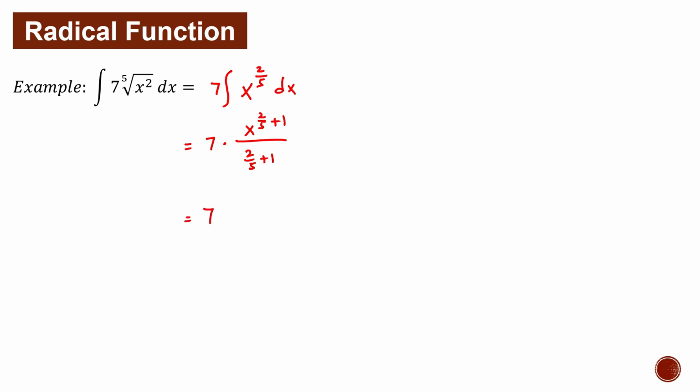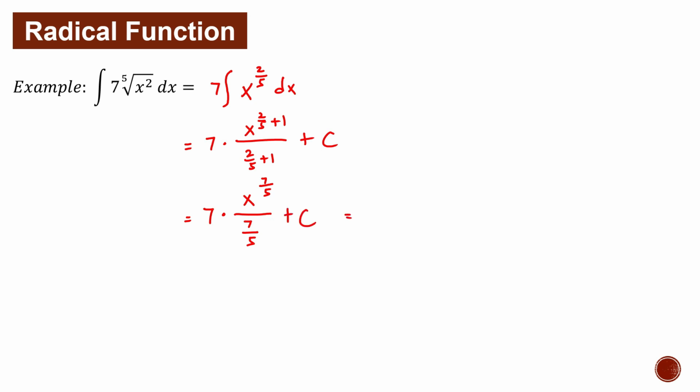So that's 7 times x. So 2 over 5 plus 1 is 7 over 5. So this is 7 over 5 also, right? 1 can be converted to 5 over 5 so that they will have the same denominator. And then you add 5 and 2, that gives you 7. All right. Don't forget the plus c. Let's include the plus c.